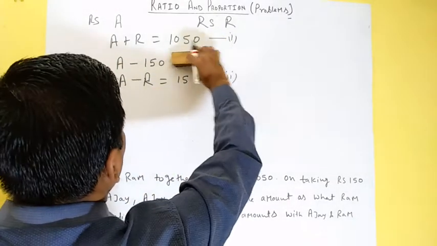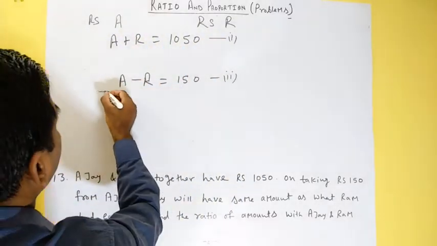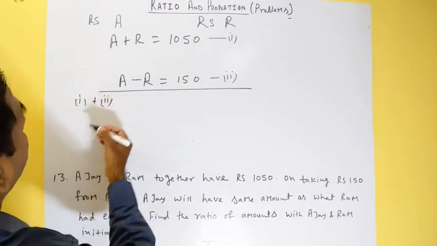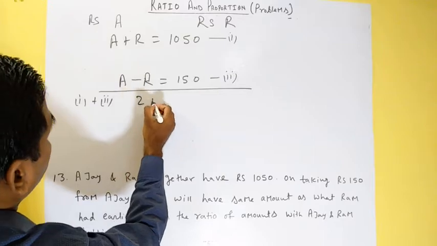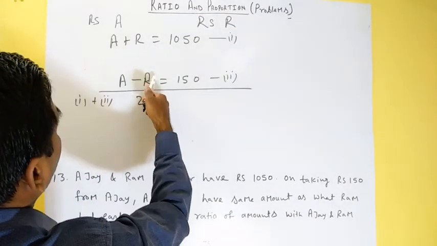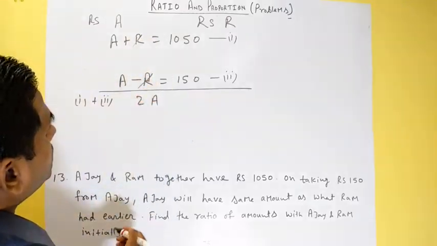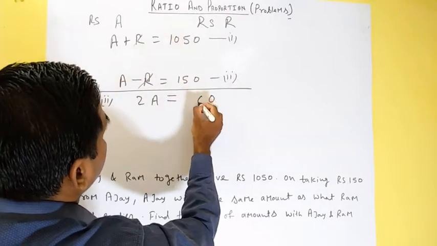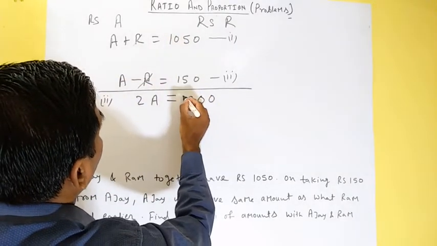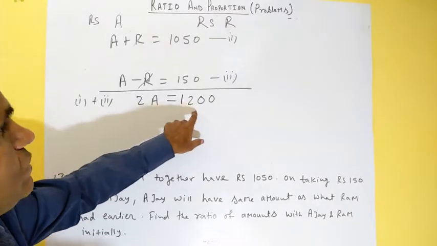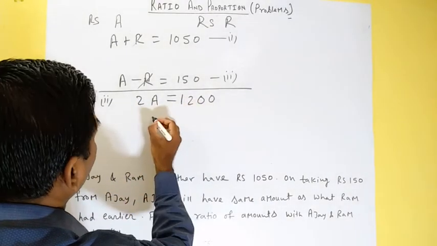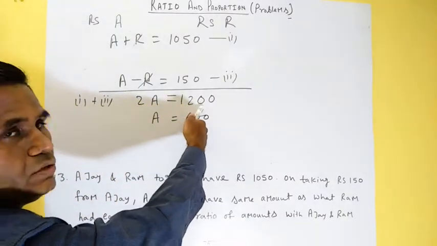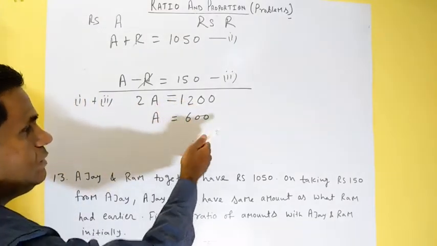Okay, so in between, let's say I will erase this line. If we add equation 1 and 2, 1 plus 2, you can see A plus A will become 2A, plus R and minus R cancel, and here it will become 0, 5 plus 5 is 10. Okay, and this becomes 2 and 1. So 2A is equal to 1200. That means 1200, right? So A is equal to 600. Okay, if we divide 1200 by 2, it will become 600.